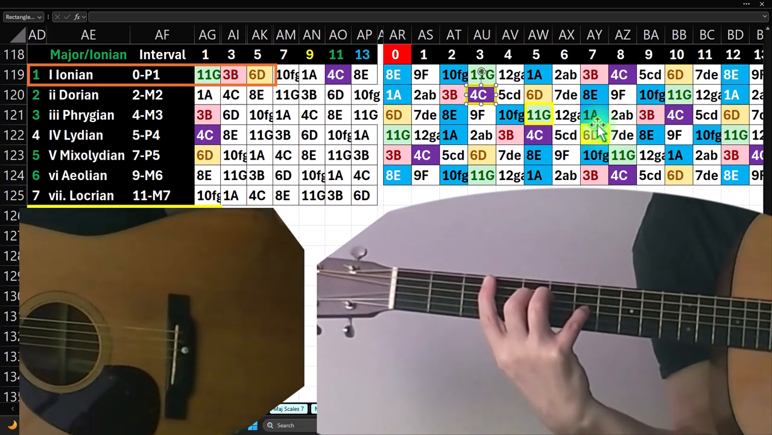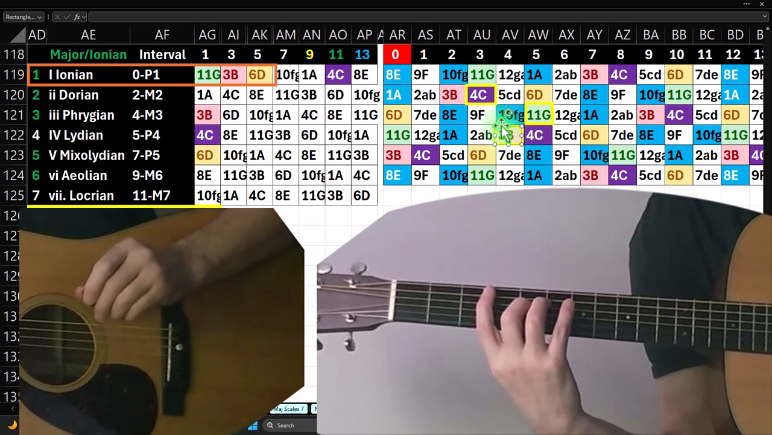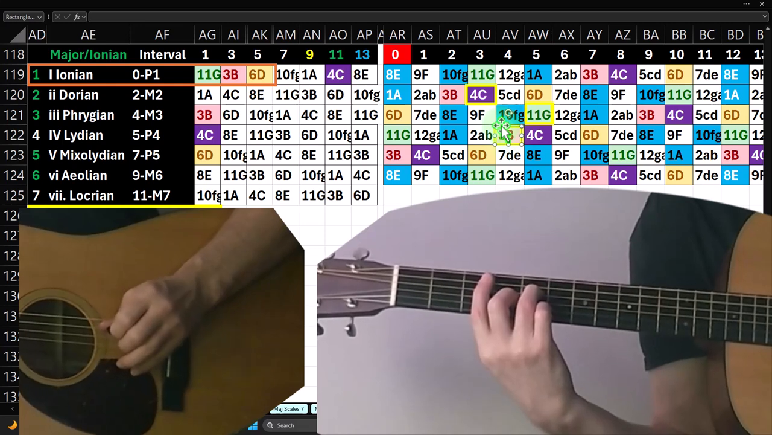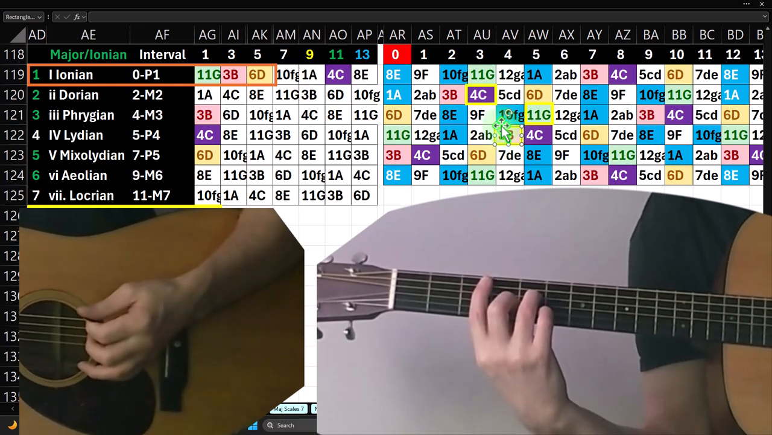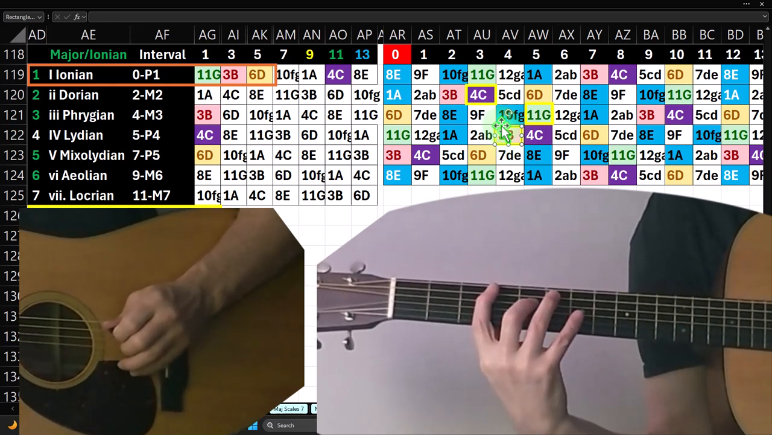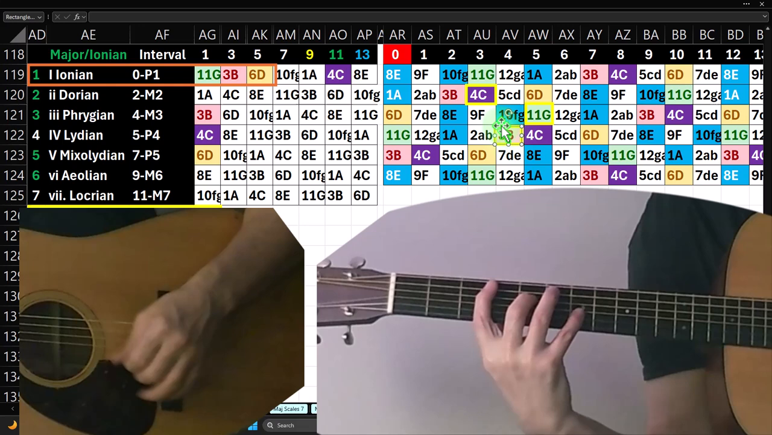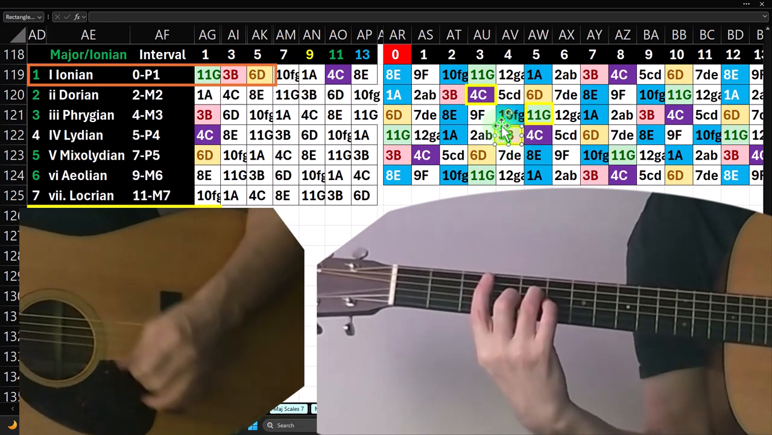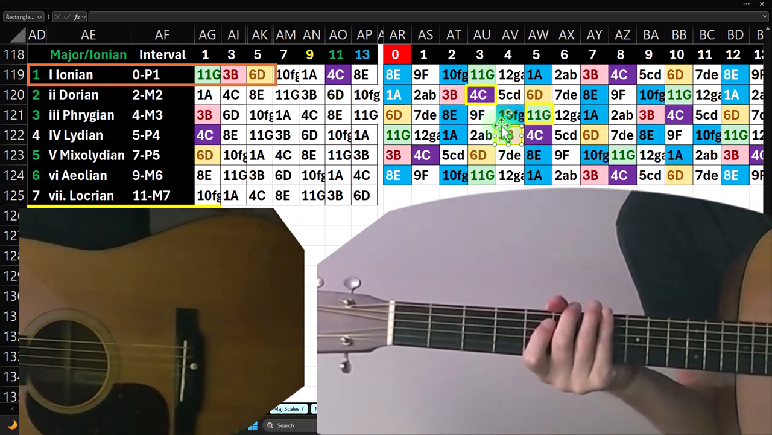And then I have a 3 over here. That's that same position. So I have a 3 back here. So now I could be like, it's kind of interesting. And I could go between those two. So here's the 11, 1, 3 versus the 11, 1, 5. I like it. I like it a lot.